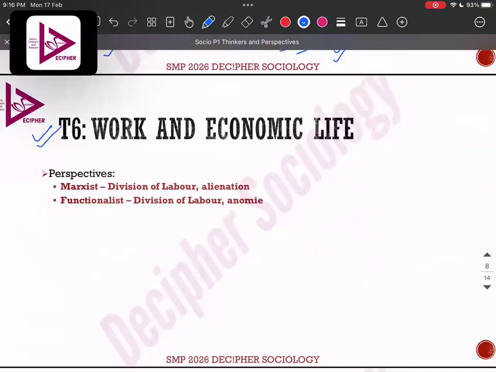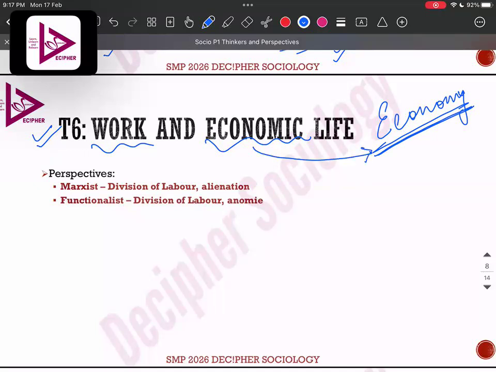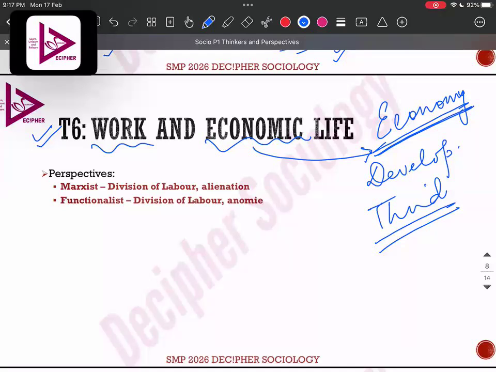Then we study about work and economic life, because a society is built on economy. Economy helps in the motion of the society, because the lifestyle of people is decided by what kind of economy they have, whether they belong to a developing economy like India, or a developed economy like US, or a third world nation, right? So economy plays a very major role. Similarly, in economy, what is happening? People are working. They are known as labor.